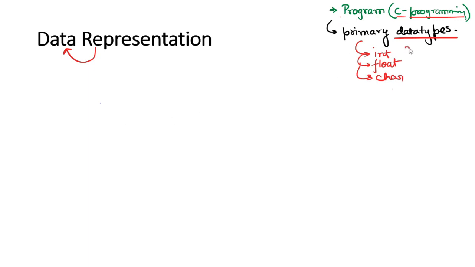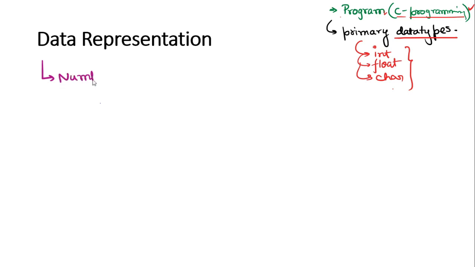So we need to represent these things, right? Whenever we are saying data representation, we are basically representing data that is present inside the C program, or any program that we are providing as an input to our computer. Okay, so let's start our discussion. Let me erase it first. Okay, so basically there are two types of data.